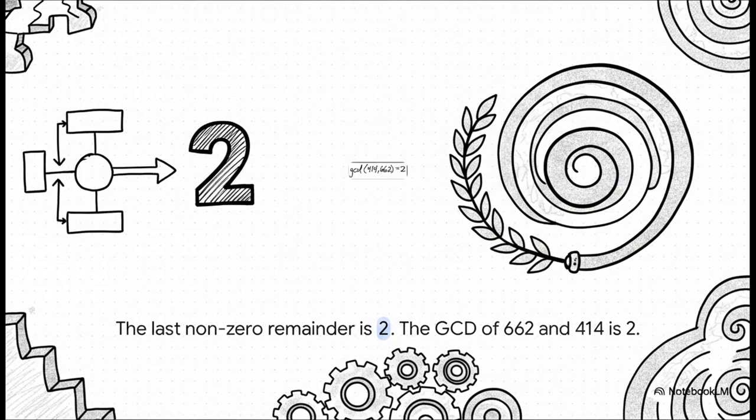And that's it. The very last remainder we got before we hit 0 was 2. That means the GCD of 662 and 414 is 2. No complicated factoring, no guessing at all. Just a super clean, efficient algorithm.